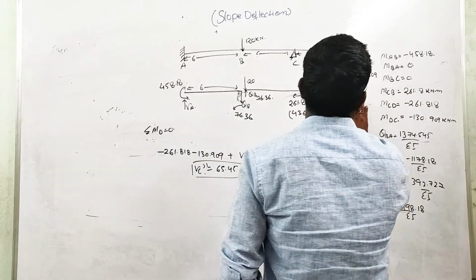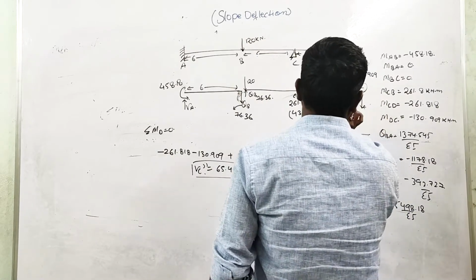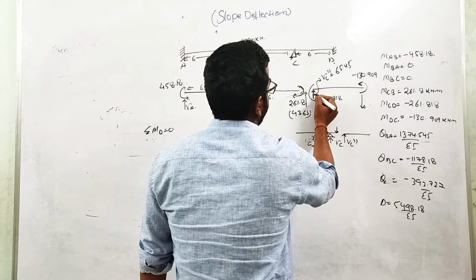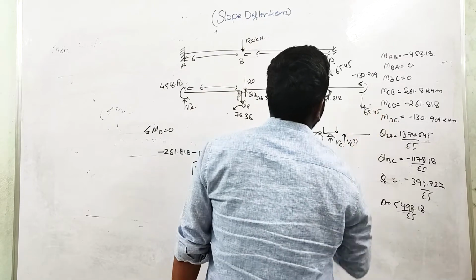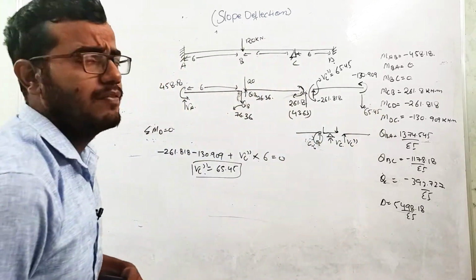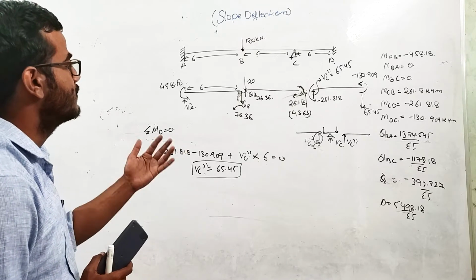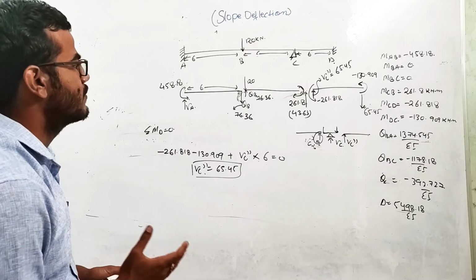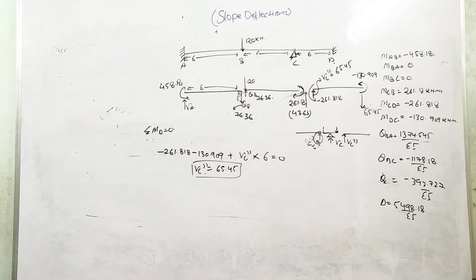And the opposite of this force will be in the downward direction, because if we consider the summation of forces in the vertical direction, and this force is acting upward, then this force will come in the downward direction. So this will be 65.45 in the downward direction. This is the way we draw the free body diagrams at the supports. Now we'll see what the shear force diagram and bending moment diagram for this beam will be.